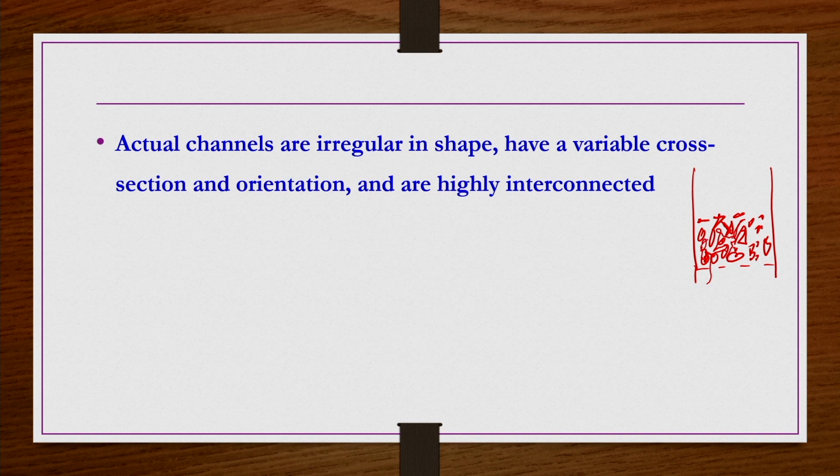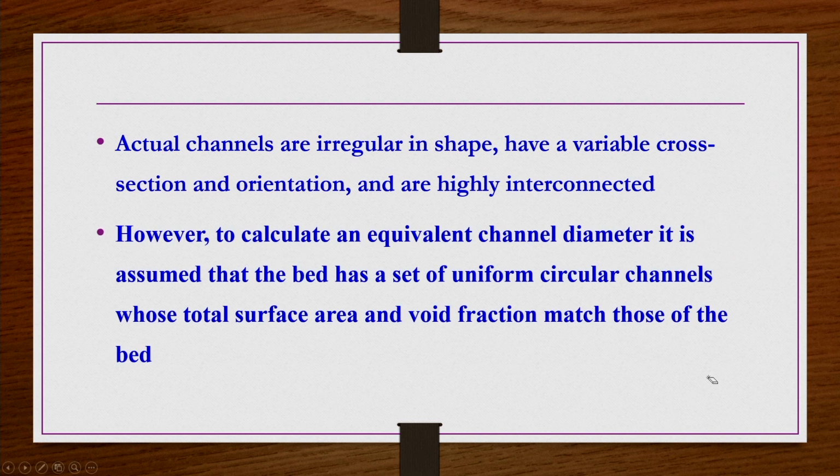So, here the cross section is different, here the cross section is different, here the cross section is different from one location to another. Cross section, in the sense, is the cross section of the flow channel which is available for the fluid to flow, and these channels are also highly interconnected in general. However, we have to calculate the pressure drop.